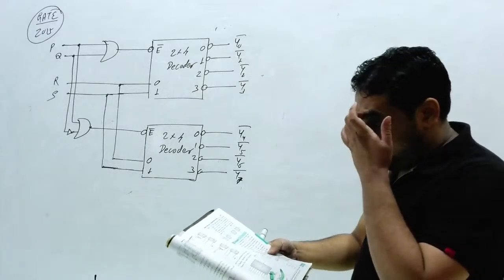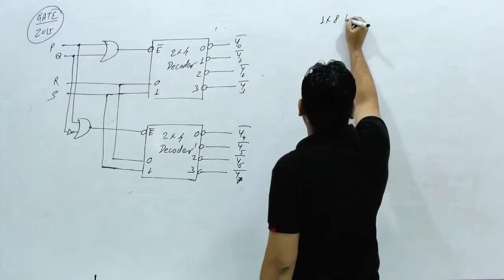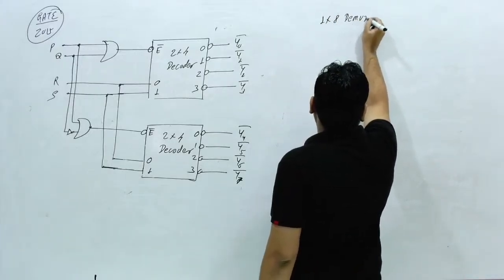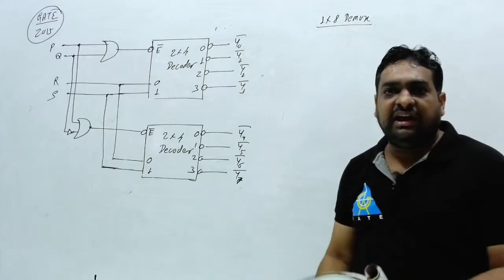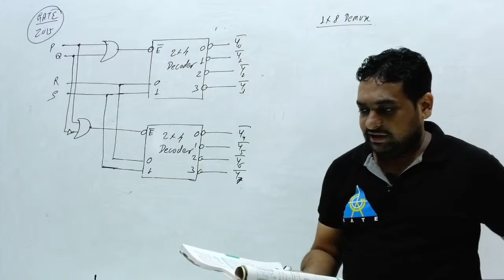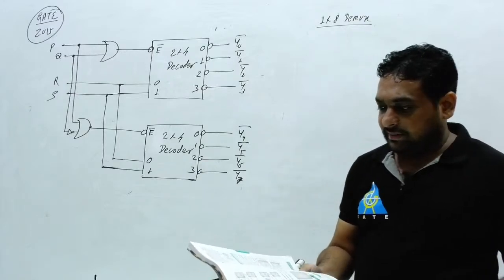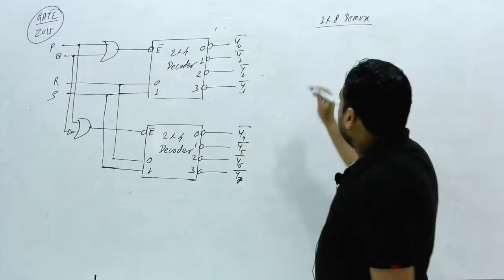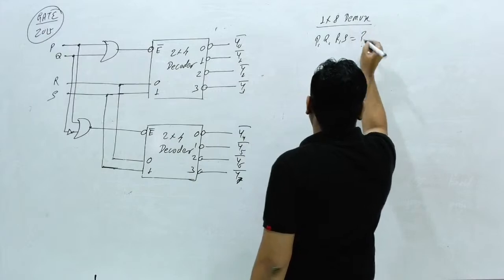Okay. And now what is the examiner saying? This circuit is nothing but a 1 cross 8 demultiplexer. Then what will be the PQRS? PQRS is equal to question mark.